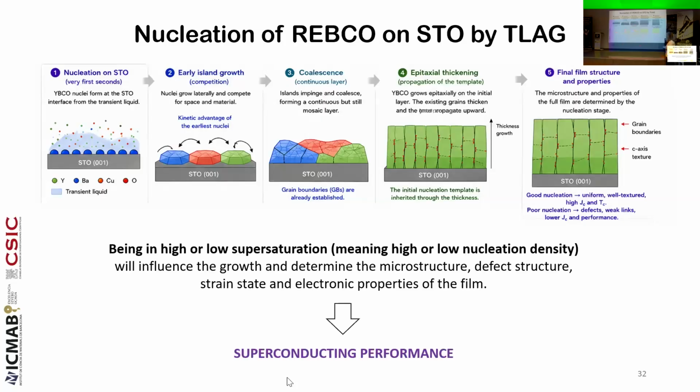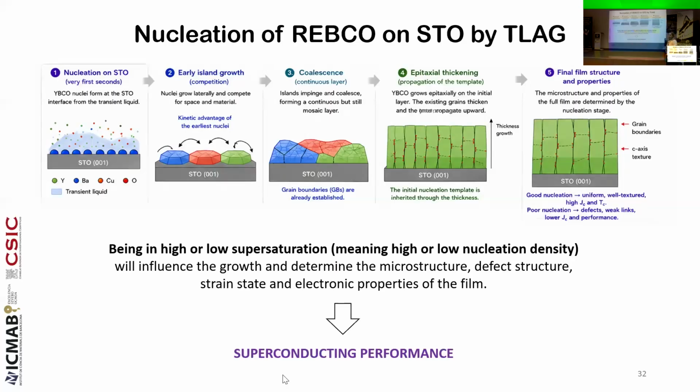And we know that being in a high or low supersaturation, meaning high or low nucleation density, will influence the growth and determine the microstructure, defect structure, strain structure, and electronic properties of the final film. And this will, of course, translate to the superconducting performance of the final REBCO.